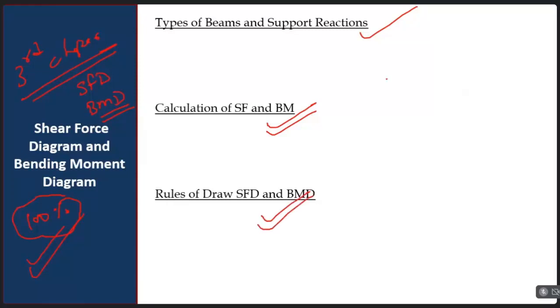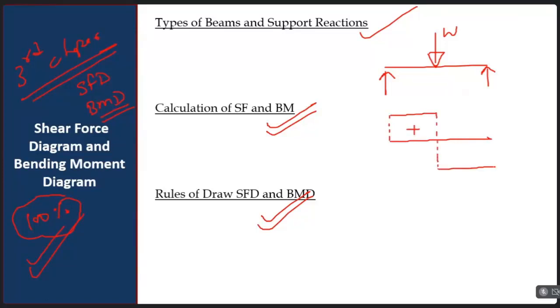For example, suppose we have a simply supported beam, and a point load W is applied at the center, and we need to get the shear force and bending moment diagram. So the shear force diagram will be like this: W by 2 on the positive side, and then minus W by 2 on the negative side. This side we have minus, this side we have plus. So here plus W by 2, and here minus W by 2. This will be the shear force diagram, and the highest value of shear force will be W by 2.